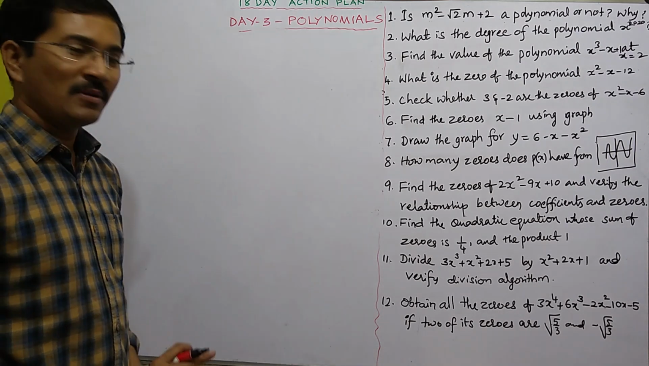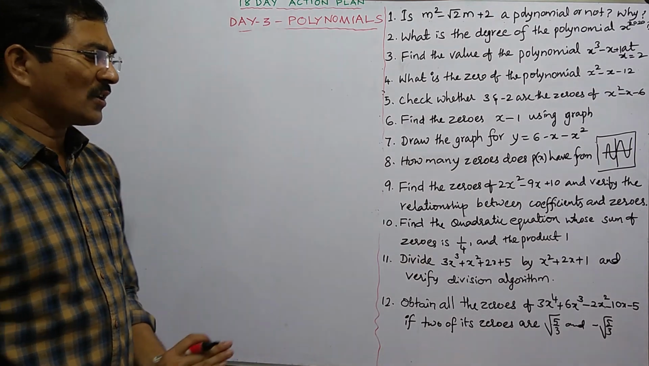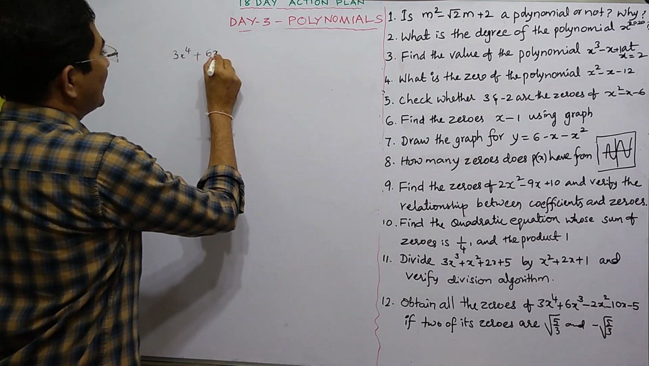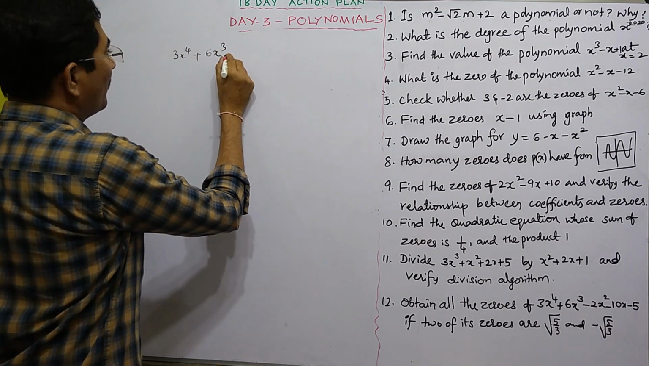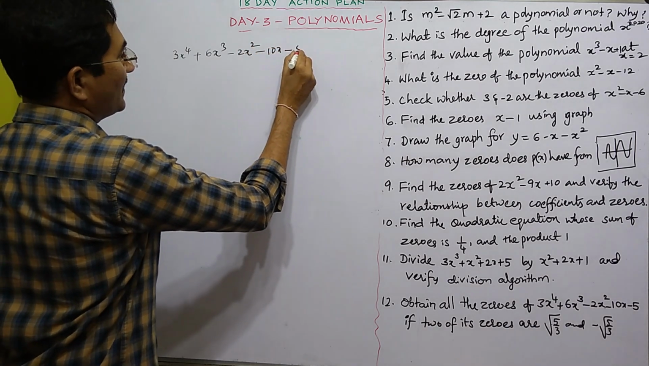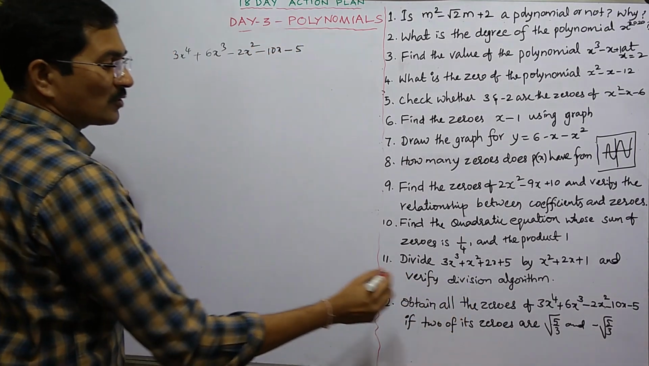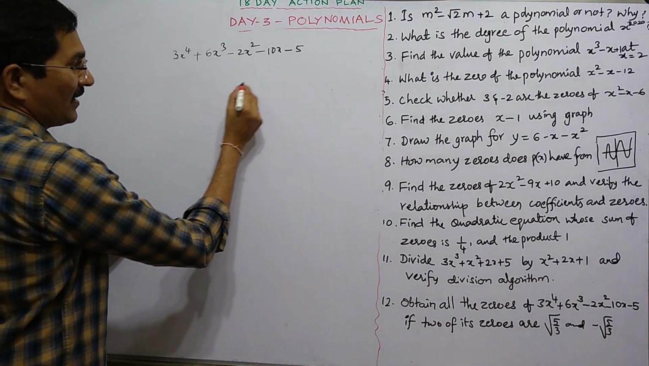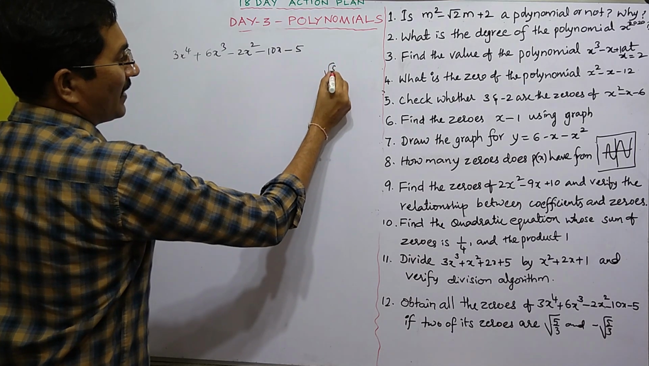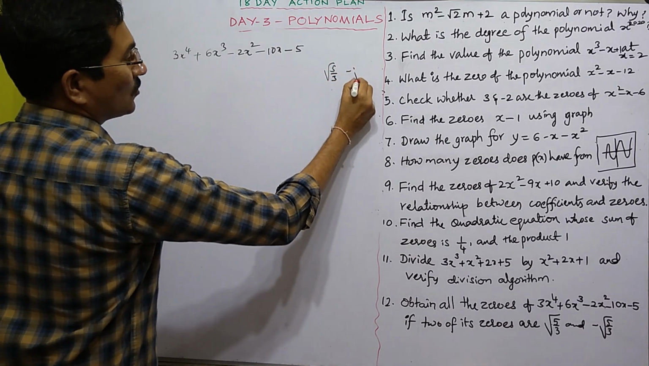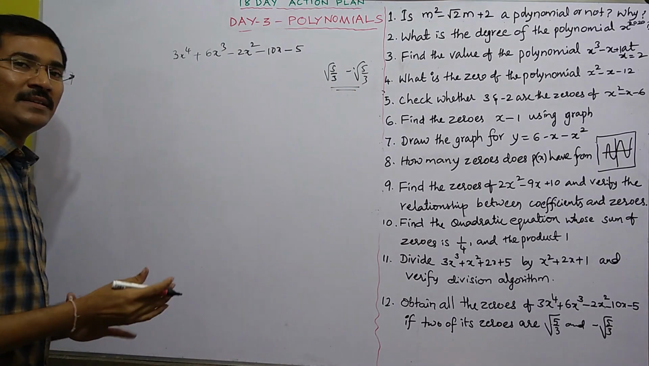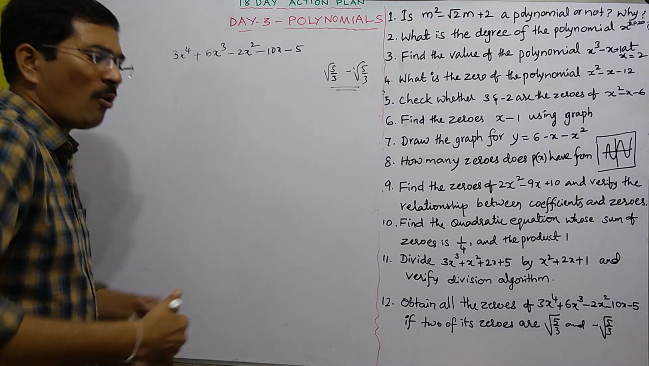And now the final problem: obtain all the zeros of 3x to the power of 4, 6x cube minus 2x square minus 10x minus 5 if two of its zeros are given. So two of its zeros are given. The two zeros are root of 5 by 3 and minus root of 5 by 3. So these are already two zeros, and we need to find the other zeros. He is asking us to find all other zeros.